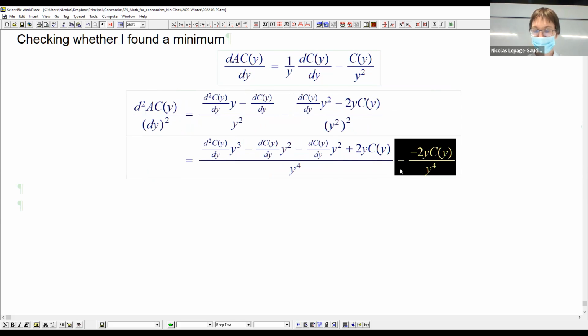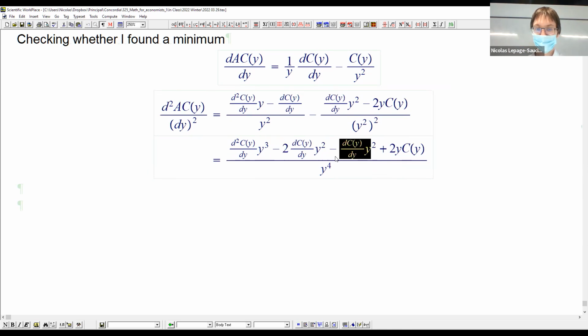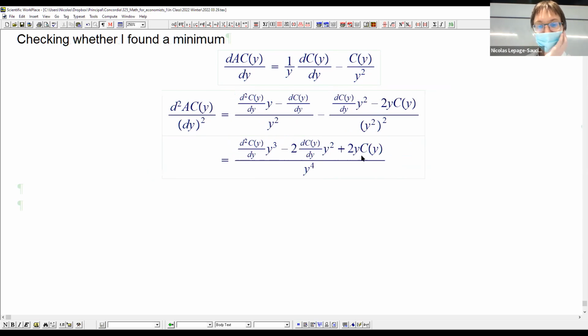Yeah, it really is a mess, right? Nothing simplifies. Oh yeah, this simplifies. This is -2. Yeah, okay. This is the same. But other than that, I can't really tell. So what, one of the y's can simplify.